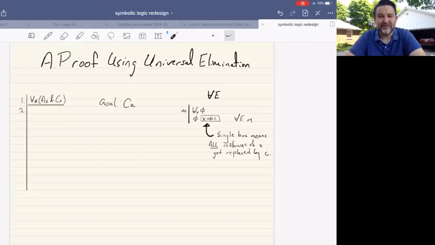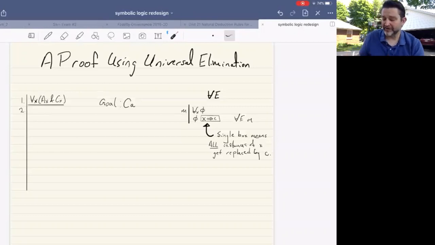We can say via universal elimination, we replaced the variables in this universal statement given at step M with names. In this case, the name is C. The single box here means that all of the instances of x get replaced by C. Again, you do not draw this single box in as you are working the proof. Instead, this is telling you what you can do. And what it's saying is replace all x's with a constant of your choice, in this case, constant C.